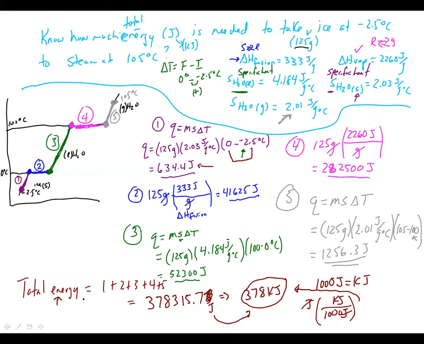Now, if I had this exact same problem, but we started at 105 degrees Celsius for steam and went in the opposite direction, the only thing that would be different is the signs. So if we started up here and we went down, the only difference is the end result would be minus 378 kilojoules as the total energy. The number would be the same, the sign would be different.